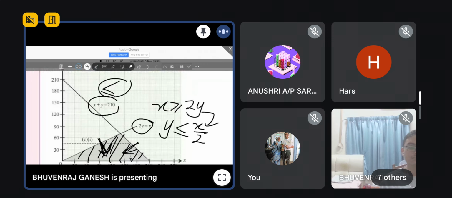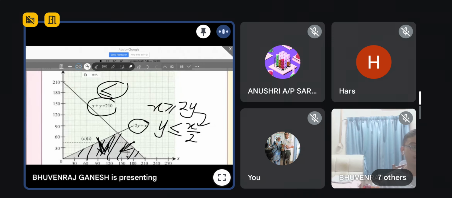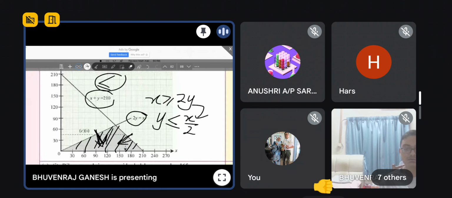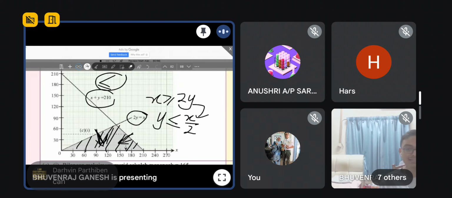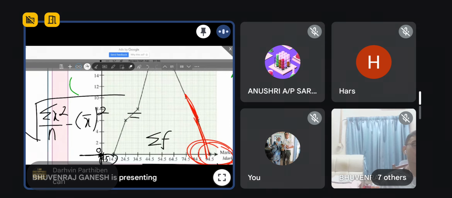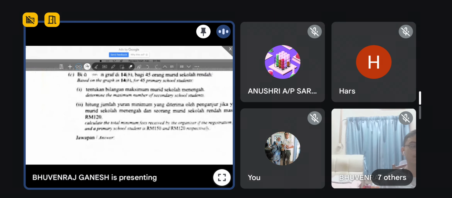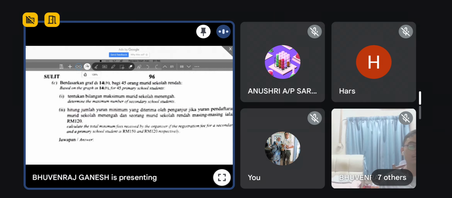Can score or not? If they ask you to draw graph like this, can you score full mark? Yes or no? Everyone here. Okay, very good. So this is your answer for part B. Okay, for part C, you just refer the graph only.